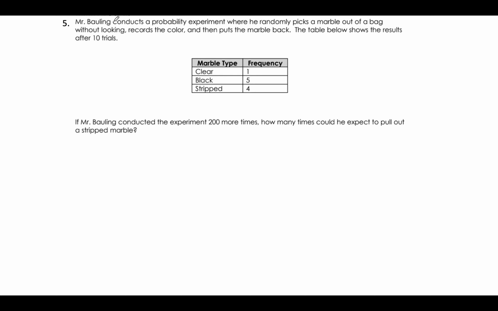Mr. Balling, don't know who that is, conducts a probability experiment where he randomly picks a marble out of a bag without looking, records the color, and then puts the marble back. That's going to be key there. The table below shows the results after 10 trials. Mr. Balling conducted the experiment 200 more times. How many times do you predict to pull out the stripped marble? So we have our results here. We had 10 total there.